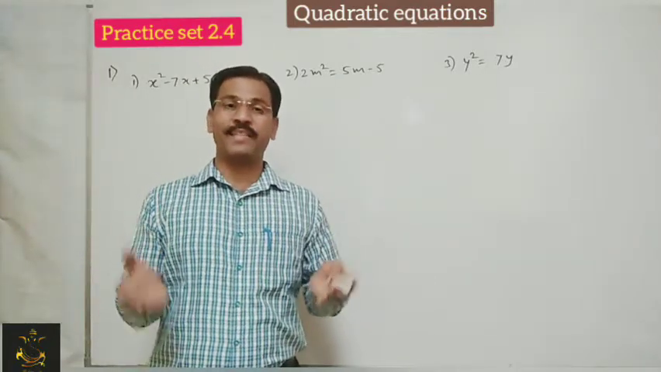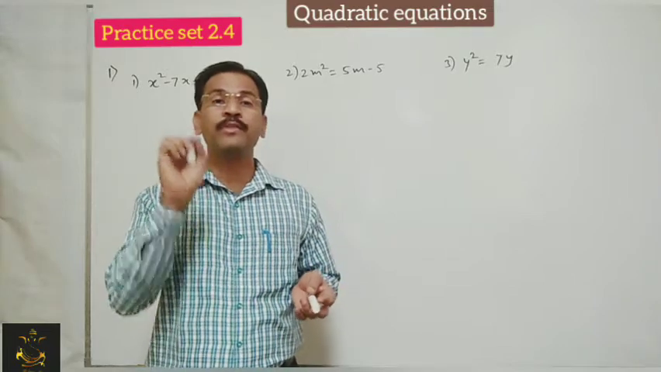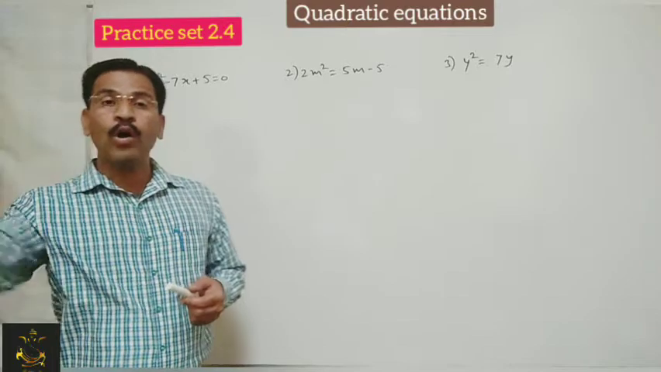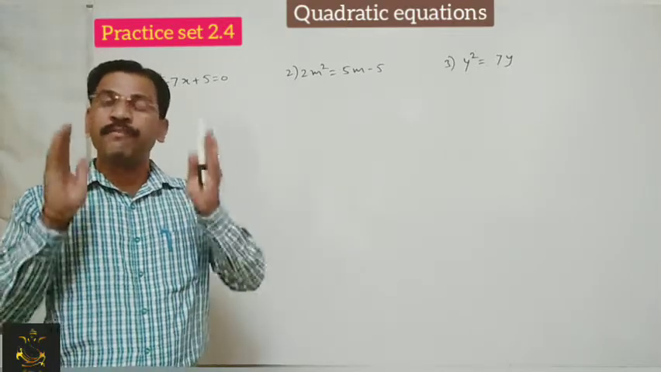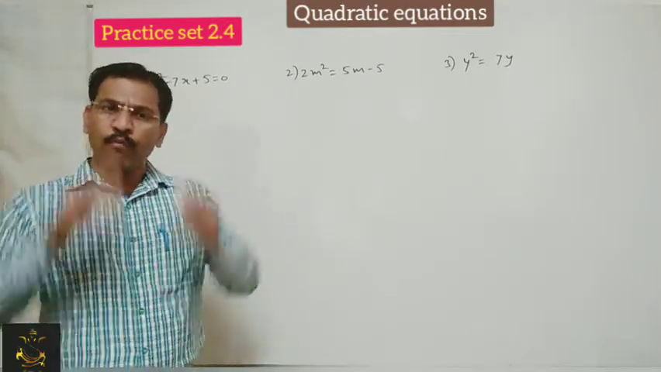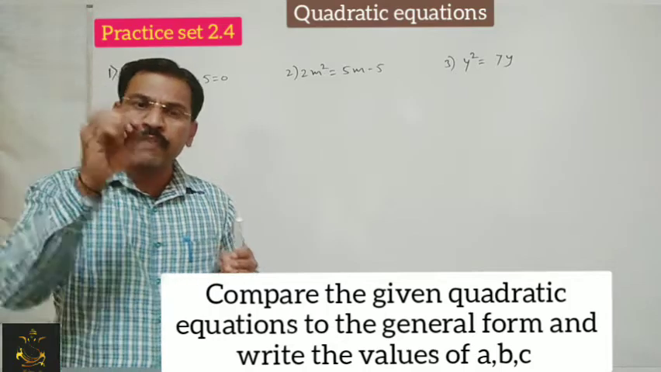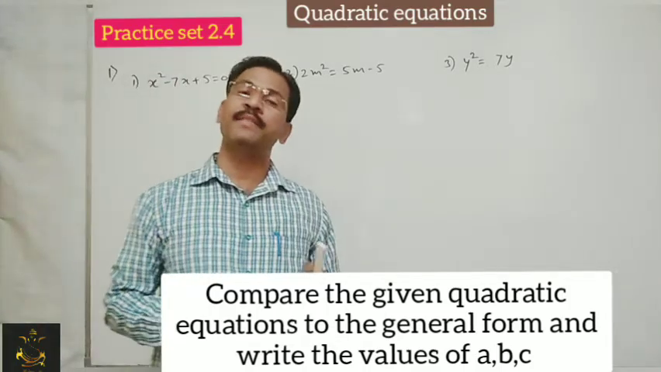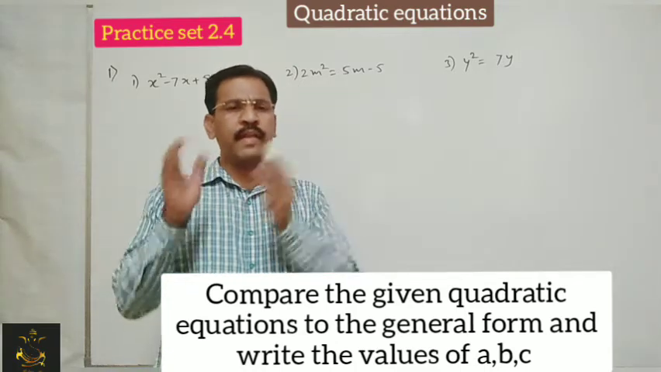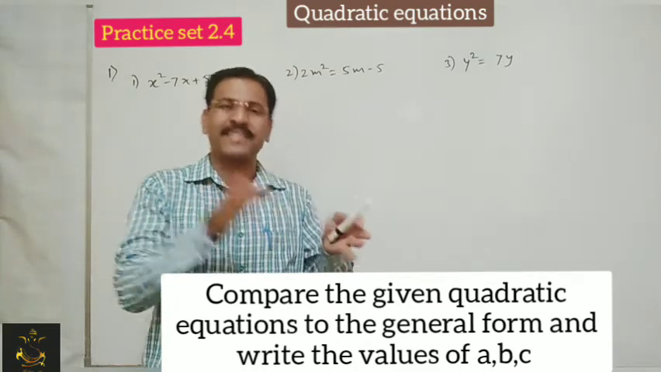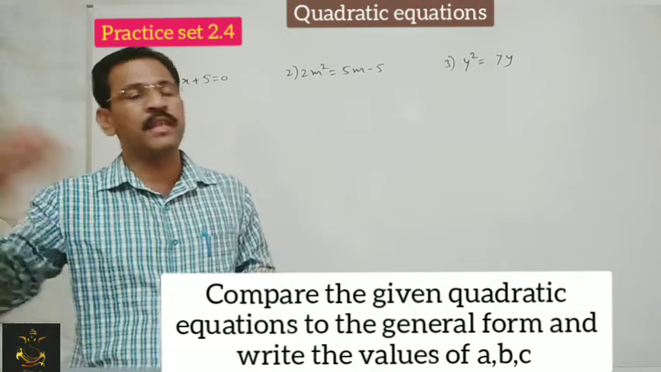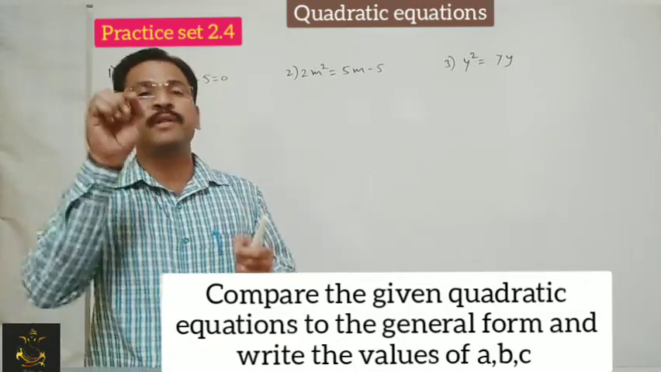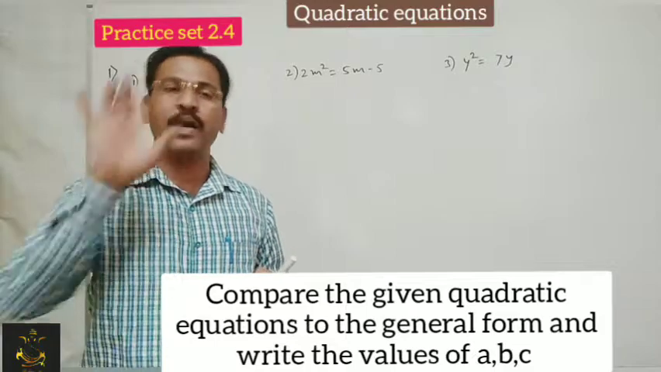That is x equal to minus b plus or minus under root b square minus 4ac upon 2a. This is the formula. The equation should be in standard form, that is ax square plus bx plus c equal to 0. Whenever the equation is in this standard form, we can solve it by using that formula.